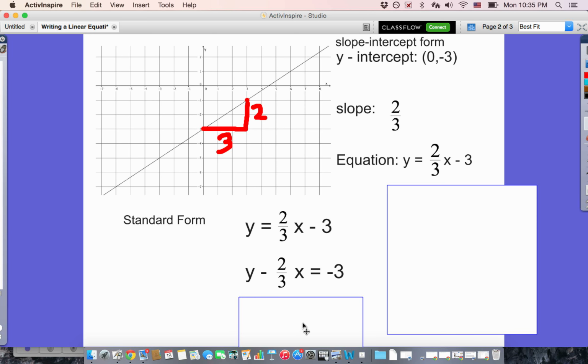Integers, again, are either positive or negative whole numbers. So what I can do is multiply both sides by 3. Then I get 3y minus 2x equals -9.